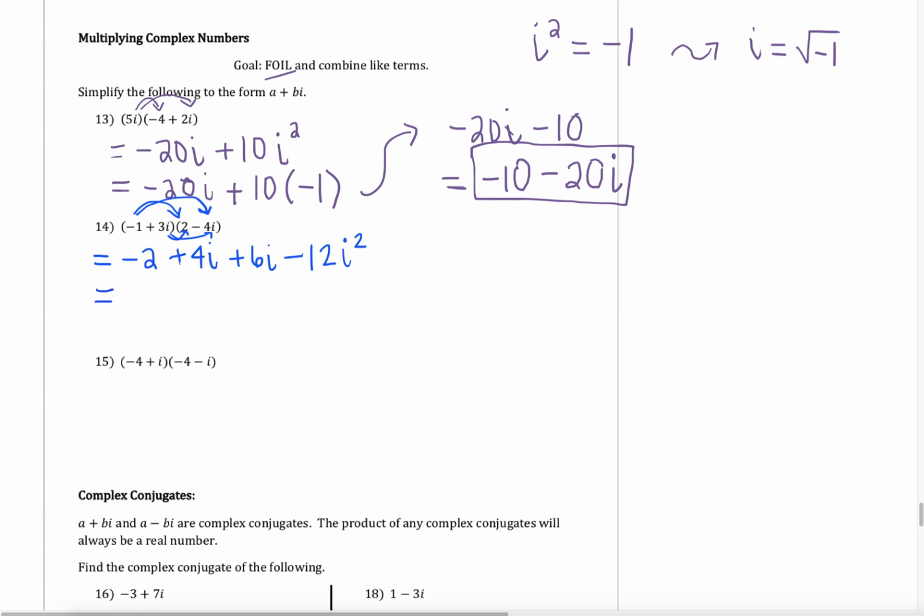So from here, the only like terms that I have right now is that 4i plus the 6i, so I end up with a +10i. And then for the i squared, I want to go ahead and replace it just like I did in the prior example. Since i squared is equal to -1, I can go ahead and replace that, so I end up with -12 times a -1, which will give me a +12, so we get -2 plus 10i, and then plus that 12.